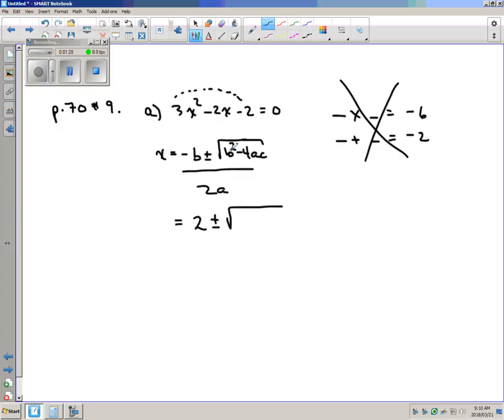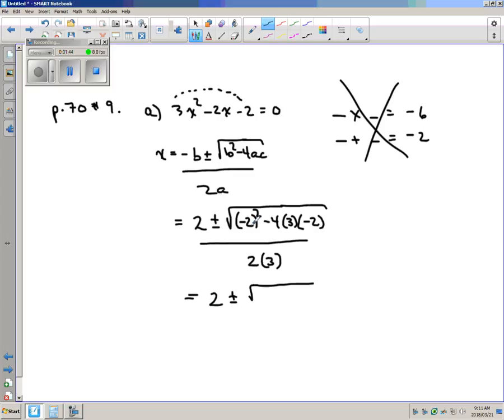Here I go with b squared. So my b is -2. I'm going to square it. Minus my 4 times my a times my c, on top of 2 multiplied by a. So what do I have? 2 plus or minus the square root of 4 plus what? 4 times 3 is 12, times 2 is 24. And it's a positive, right? The two negatives generate the positive. So I now have this: 2 plus or minus root 28 on 6.